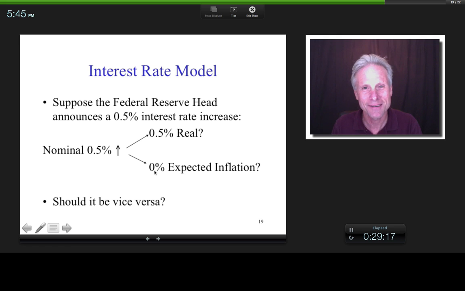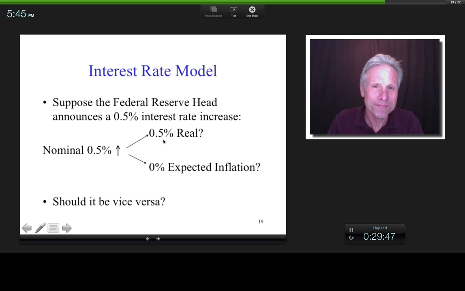Probably less, right? Maybe some people have lost jobs and stuff like that. And if that's true, then does it make it easier or harder to raise prices? Harder, right? So if anything, when the Fed announces an unexpected interest rate increase, you'd expect inflation to go up or go down. Go down, right?